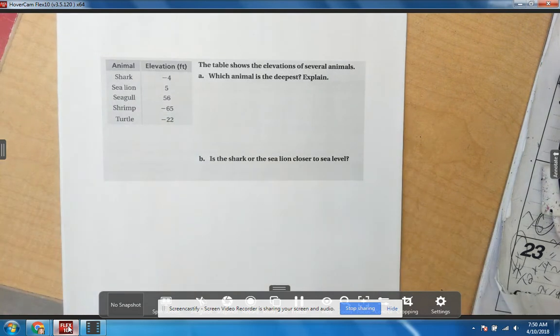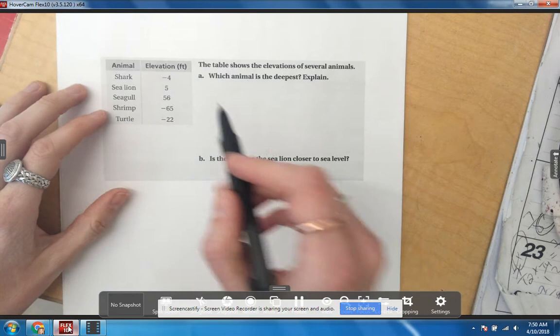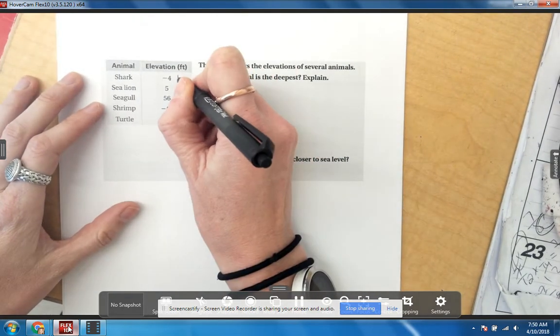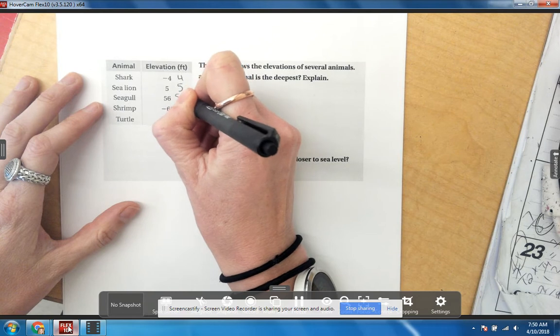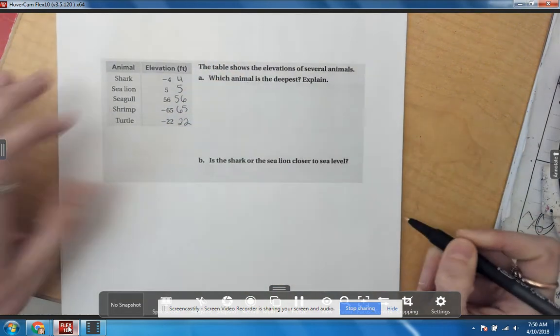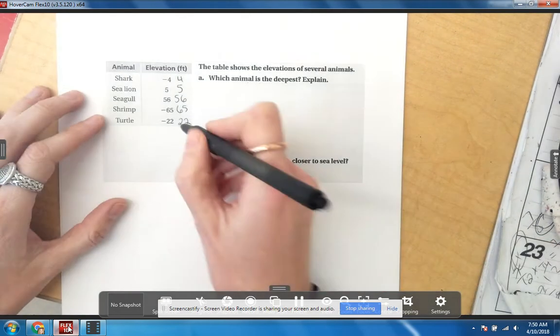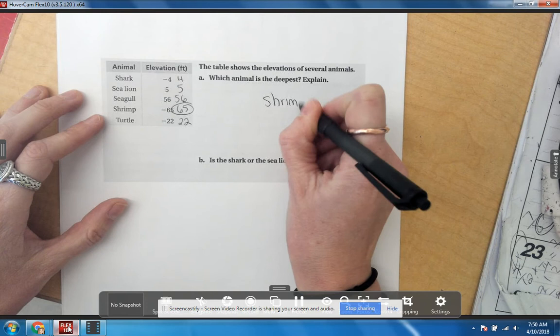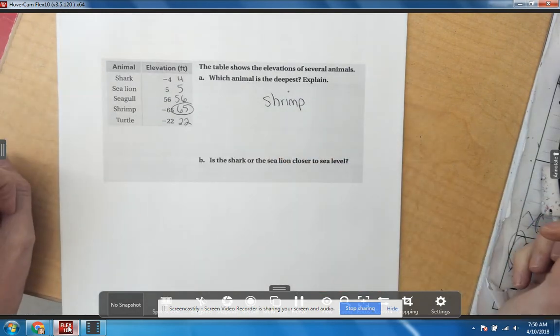Okay, the next one says, the table shows the elevations of several animals. Which animal is the deepest? So this is basically saying which one is the farthest away from 0. So what you do is you make all of the numbers positive and choose the biggest one. So this would be 4. This will stay 5. This will stay 56, 65, and 22. Now you figure out which one is the biggest. So 65, so that means the shrimp is the deepest. It's the farthest number away from 0.